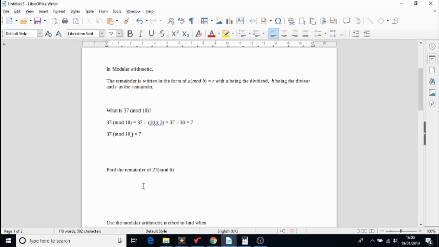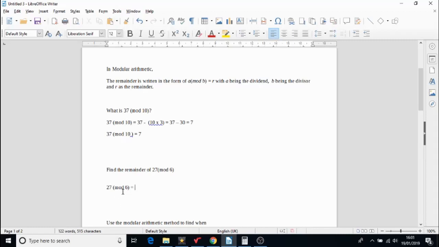Find the remainder of 27 mod 6. So let's write out the question. 27 mod 6. Same process as the first question. 27 is the dividend, the number that's being divided into. B is the divisor. How many multiples of 6 can go into 27? And what will be left over after you put that amount of 6s into 27?